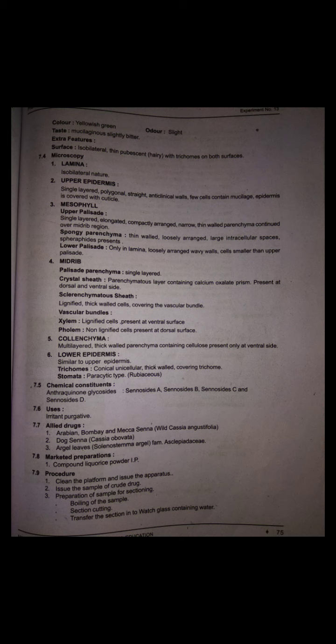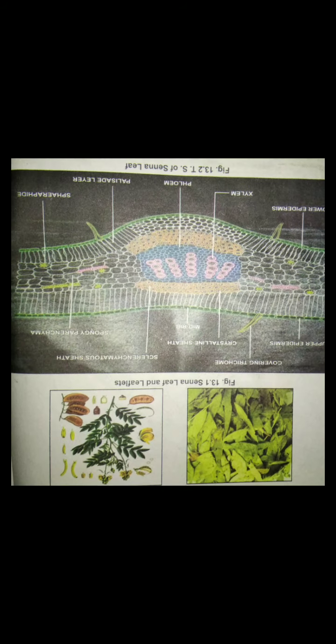Then microscopy of senna. First is the lamina. The lamina is isobilateral in nature. The upper epidermis is single layered, polygonal, with straight anticlinal walls. Few cells contain mucilage. The epidermis is covered with cuticle. Here is the colored diagram of the senna.